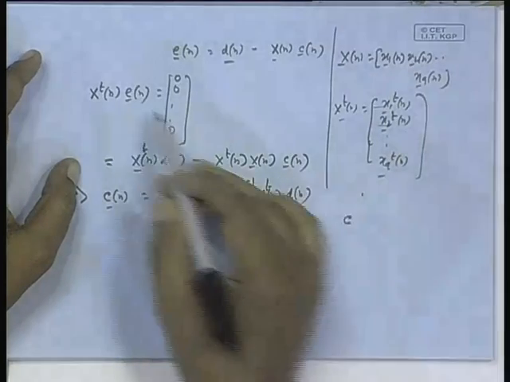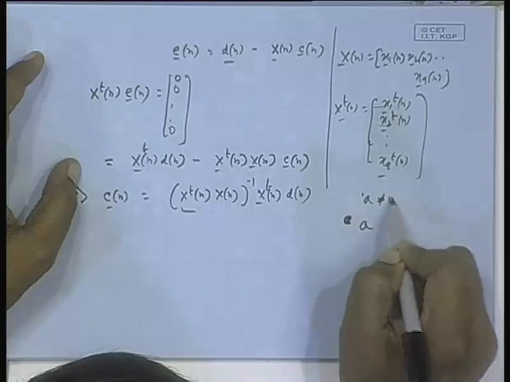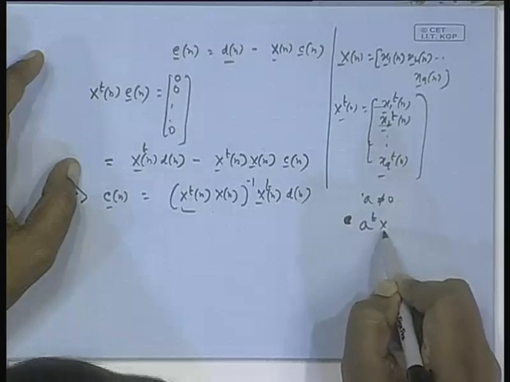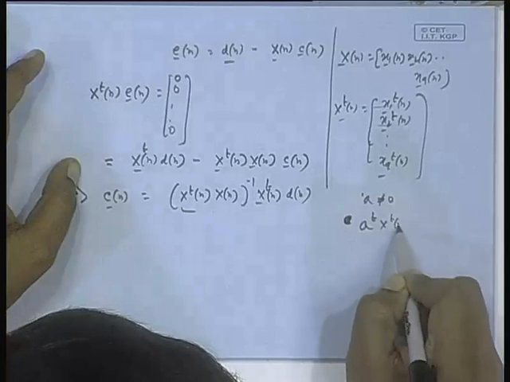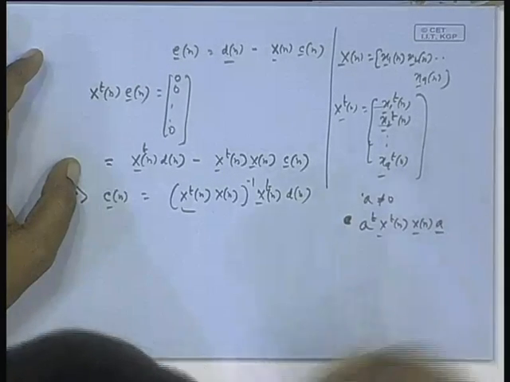C, this C and this C are not same, or if you want, you can call it A, a non-zero vector, any A transpose X transpose n X n A.